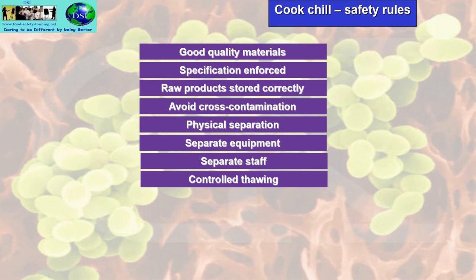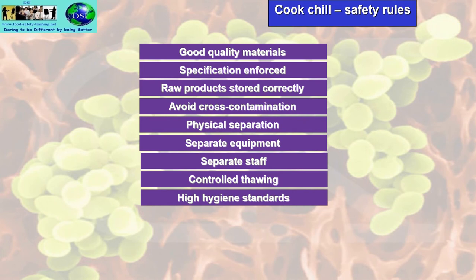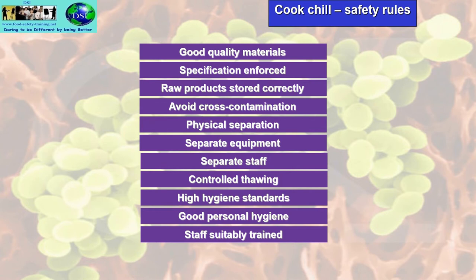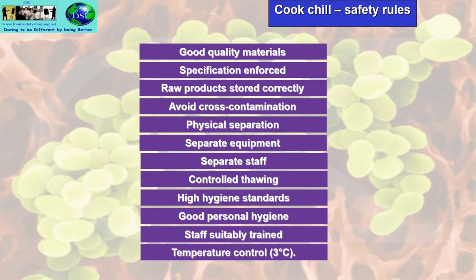After it's been cooked, they will be using their own separate equipment as well, such as knives, preparation boards, slicing machines, etc. There should be controlled thawing, high hygiene standards, good personal hygiene, staff suitably trained, commensurate with their work activities, but in my view, every member of staff as a food handler should be trained to at least level 2. Temperature control, round about 3 degrees C.